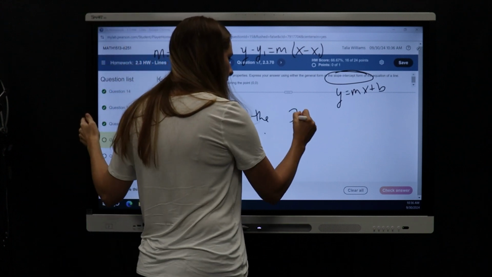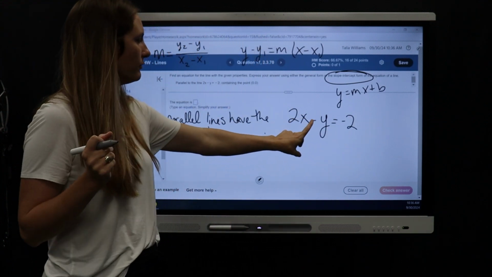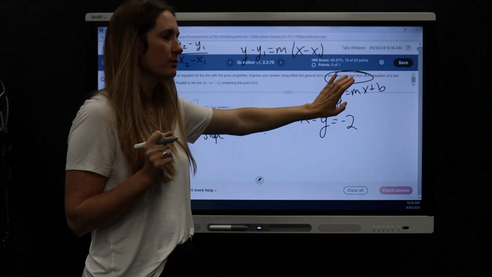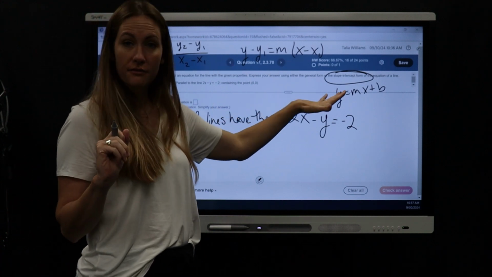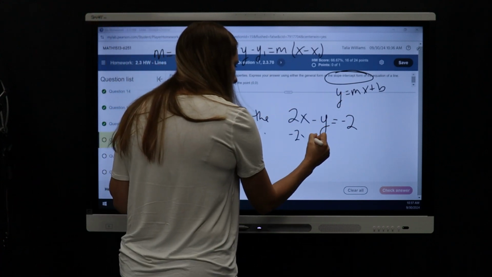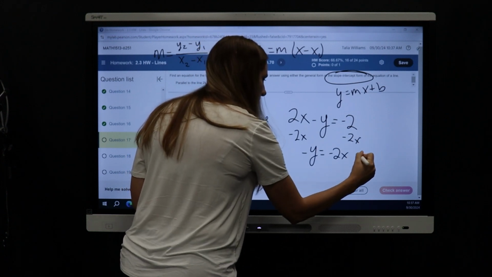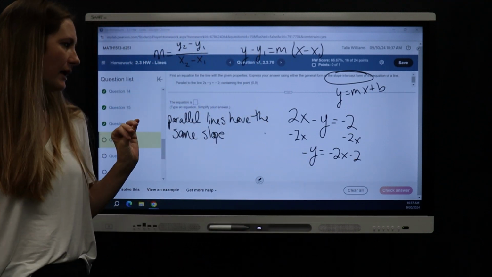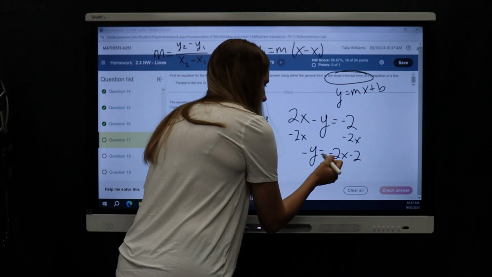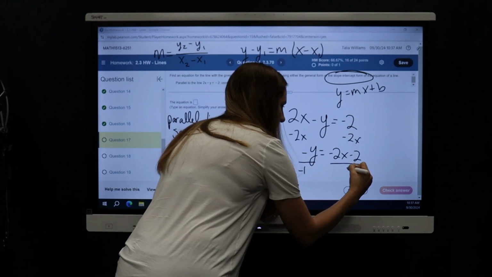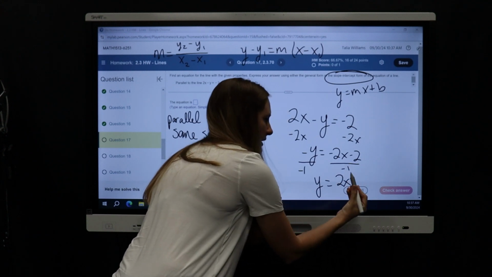All right, so we have 2x subtract y equals negative 2. I'm going to solve this for y to get it in slope-intercept form, so I can find my slope. So we subtract our 2x. We have negative y equals negative 2x subtract 2. This isn't solved for y yet because it's negative. You have to get rid of the negative so that it's positive y. So we're dividing by negative 1. That would do it. So we have y equals 2x, because a negative divided by a negative is positive 2.